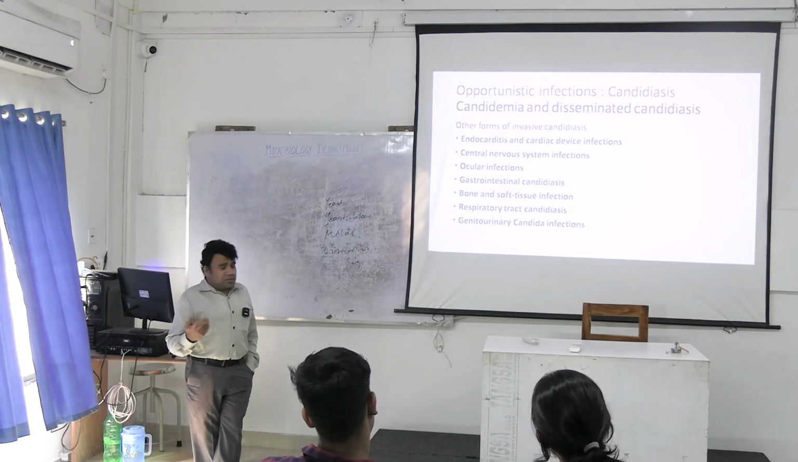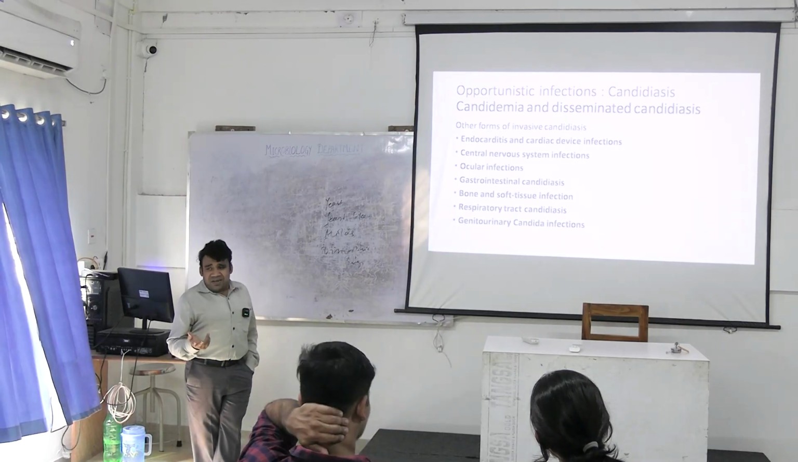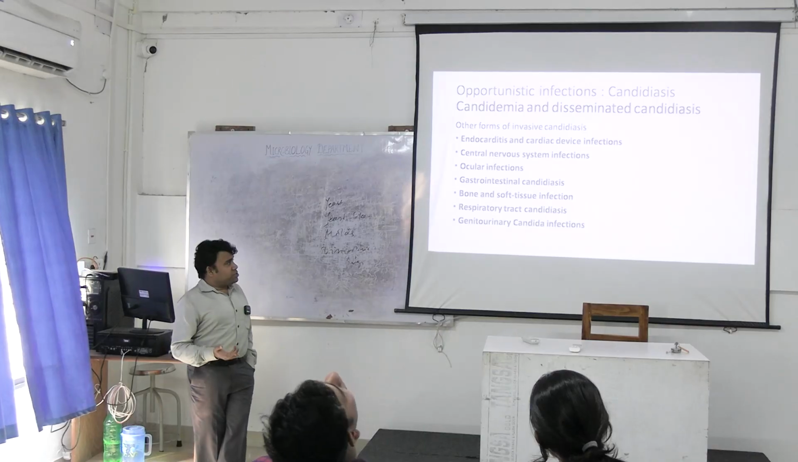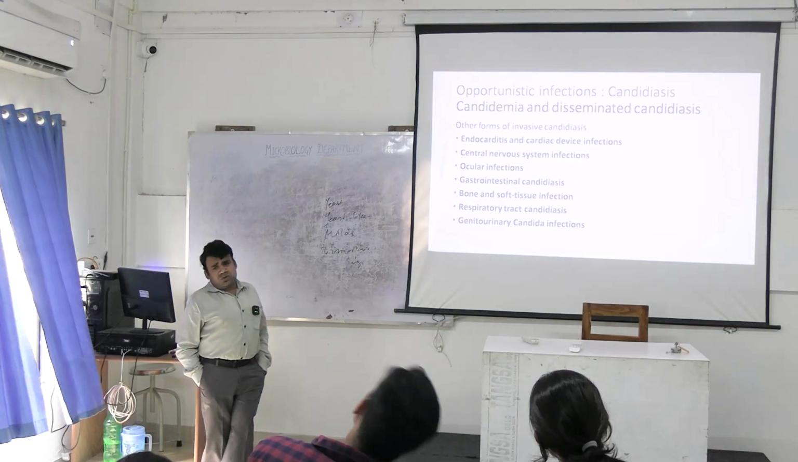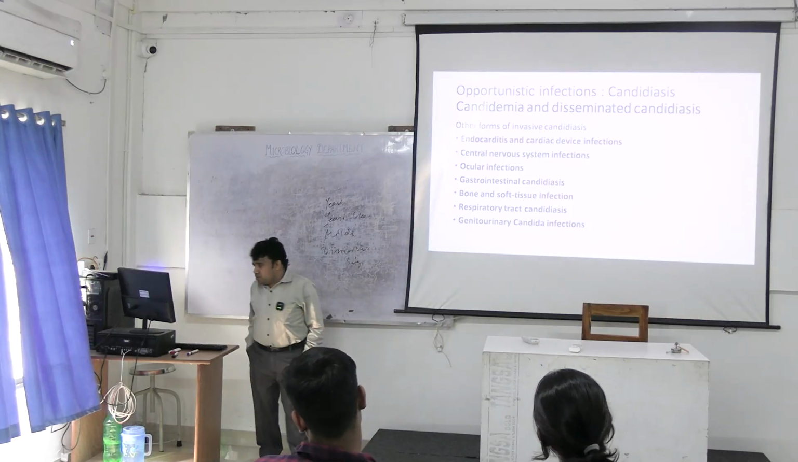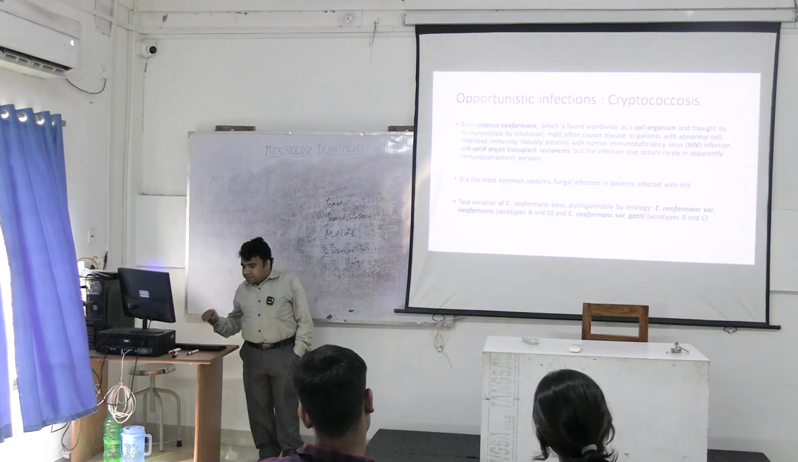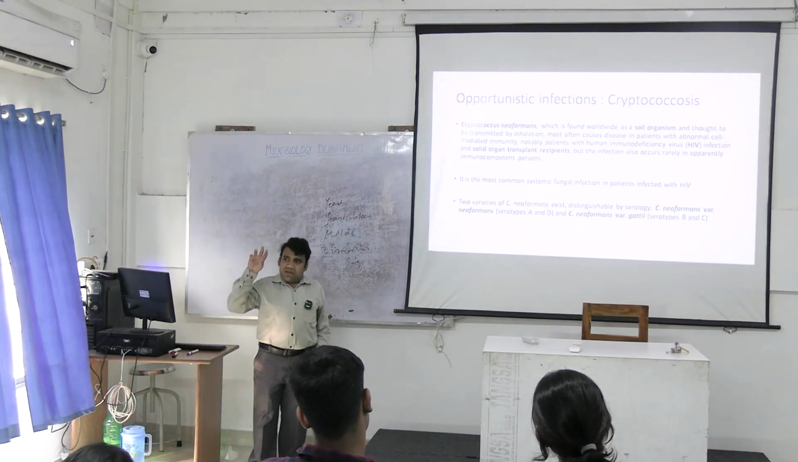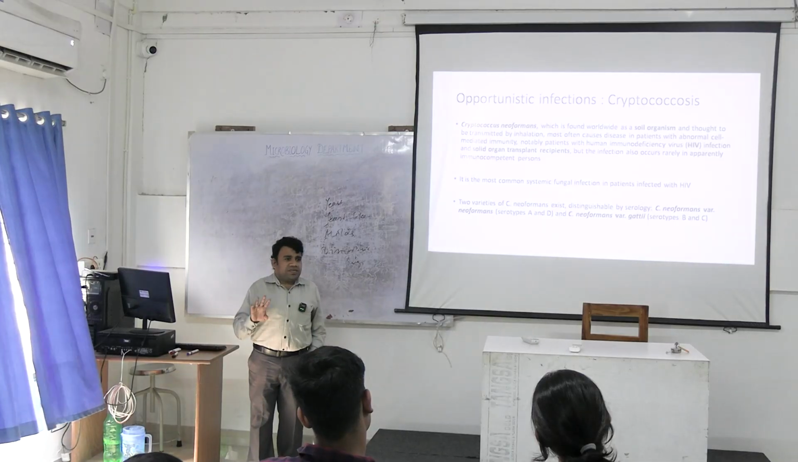Central nervous system infection, especially meningitis, and if the eyes are infected, ocular infections. Similarly, GI, bone, soft tissue, respiratory infections, and genitourinary Candida infection can also be seen. So this is the very gist of candidiasis.